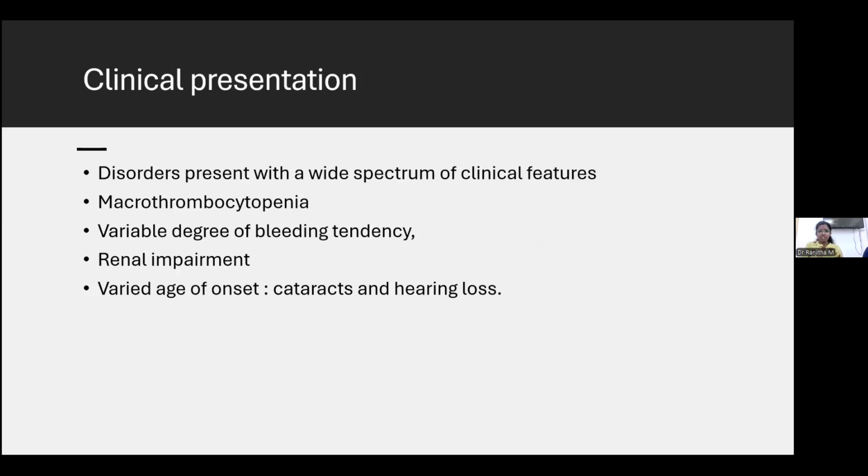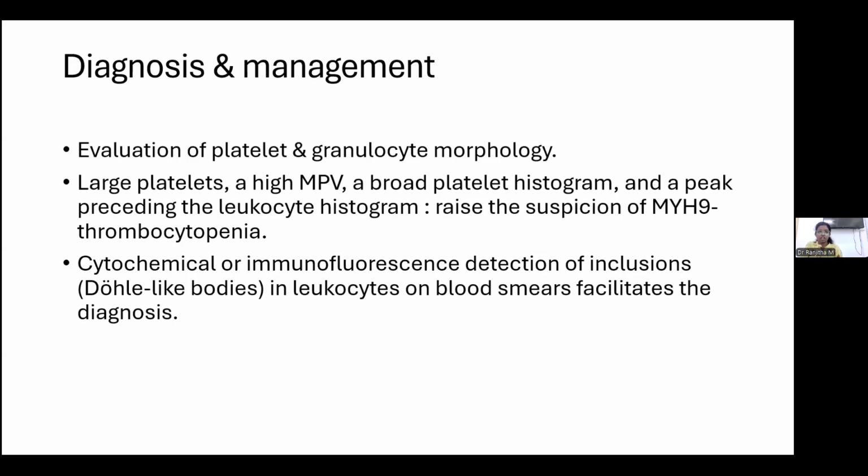Coming to the clinical presentation, they present with a wide spectrum of clinical features, commonly macrothrombocytopenia with variable degree of bleeding tendency. They might also have associated renal impairment and varied age of onset of cataract and hearing loss. Diagnosis is usually made by evaluation of platelet and granulocyte morphology. With the platelets, they usually have large platelets with high MPV and a broad platelet histogram, with a peak preceding the leukocyte histogram. This should raise the suspicion of MYH9 related thrombocytopenia.